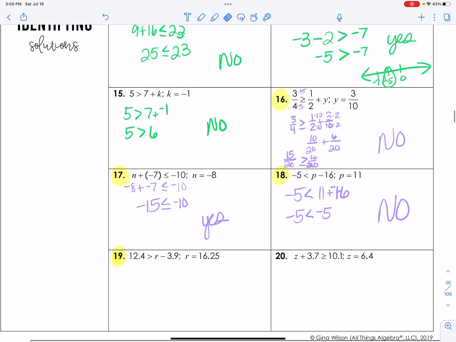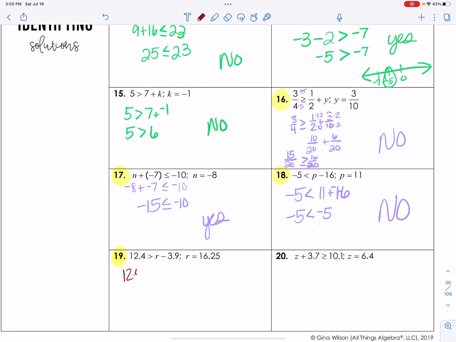All right, finally on this last one. So 12.4 is greater than 16.25 minus 3.9. So 16.25 minus 3.9 ends up being 12.35. So 12.4 is greater. That is a yes.